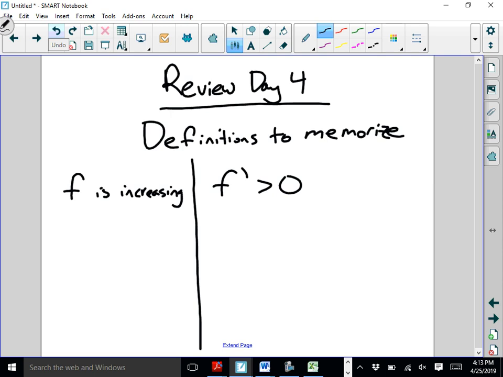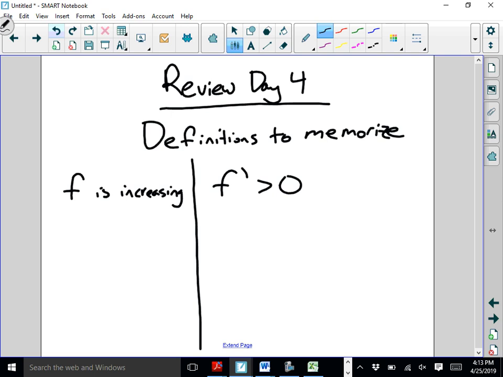So if they give us a function, F, and they want to know when is F increasing, we need to do the derivative, set it equal to 0, do our number line test to test whether F prime is plus or minus. Okay, report the interval. If we have an F prime graph, and they ask where F is increasing, we're just reporting whenever that F prime graph is above the x-axis. Okay, F is increasing, F prime is greater than 0.